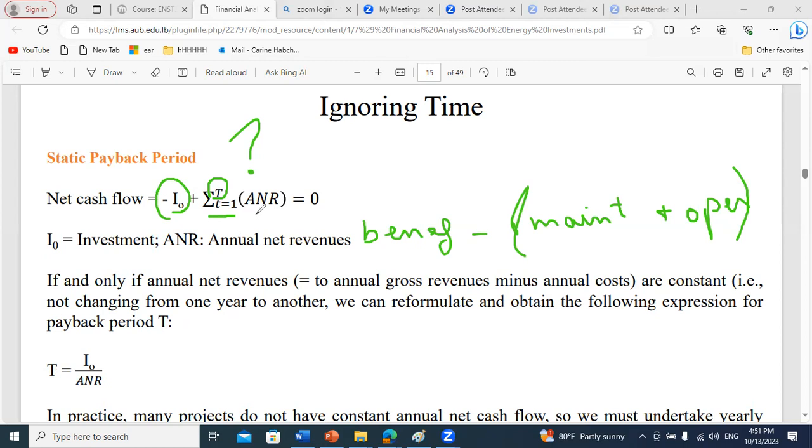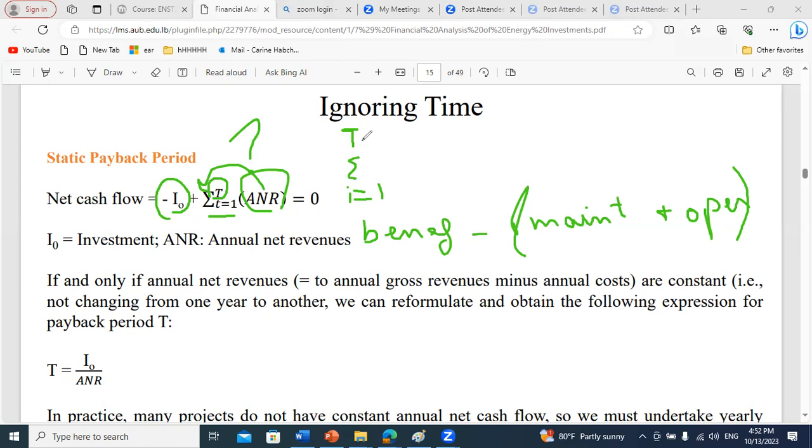Because if this is constant, you can take it outside of the summation. And then the summation from 1 to T, you can replace by T. But only if the annual net revenue is constant. If it's variable, I should make a table and do, for each year, the net cash flow, tracking the year where I have 0. We'll do an example on this together now.